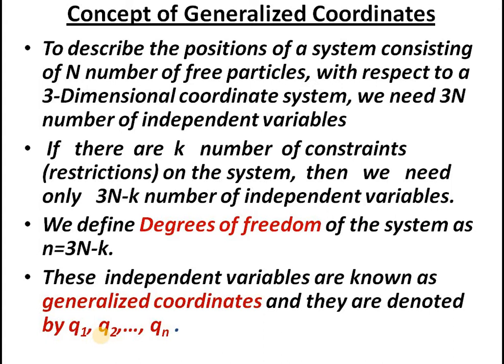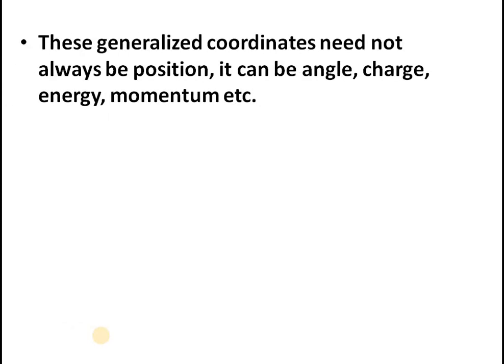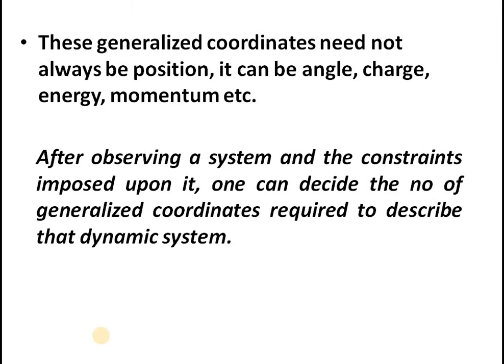So depending on the number of variables required, or the degree of freedom, q may extend from q1, q2, q3, like that up to qn. That's the maximum number allowed. Hope this idea is clear. And these generalized coordinates, as I already told you, need not be position. It can be angle, charge, energy, momentum, angular momentum, like that. Many other variables are also possible.